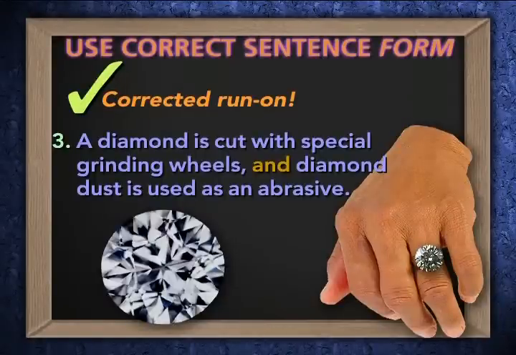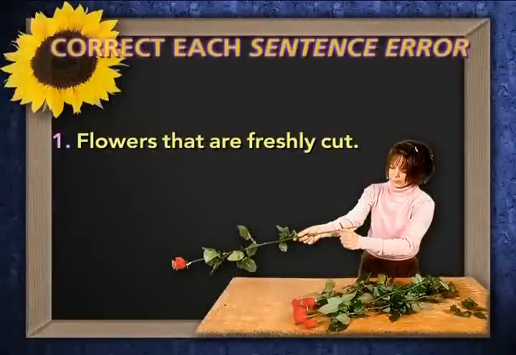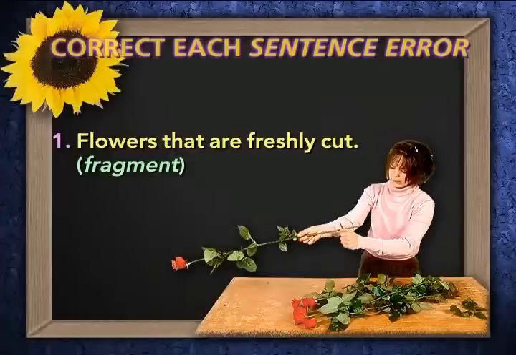it's fine. So now what I would like you to do is pause the program and identify and correct each sentence error. Then come back. Number 1, flowers that are freshly cut. Well, that makes no sense. What about flowers that are freshly cut? So I've got to add something to make that a complete thought.